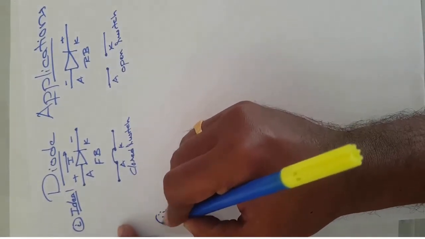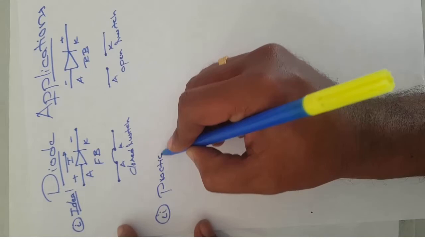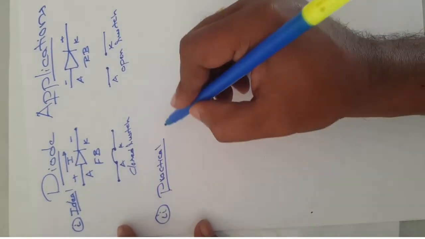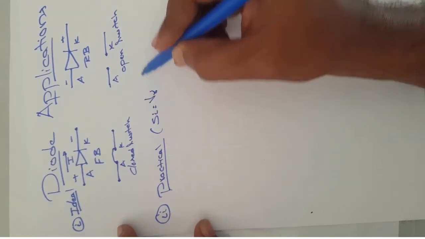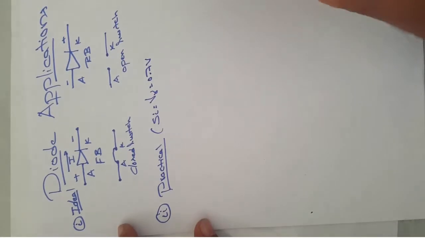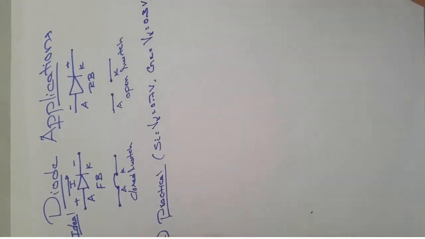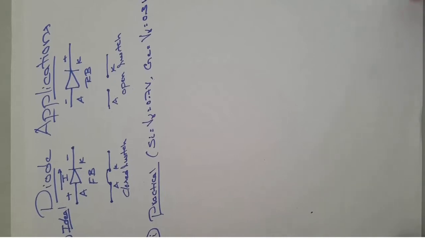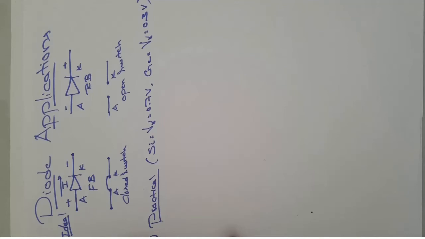Let me go to case 2. Let me consider these diodes are not ideal. These are practical diodes. If it is made of silicon, then the cut-in voltage, represented by V gamma, is equal to 0.7 volts, and if it is made of germanium, the cut-in voltage is 0.3 volts, right? The cut-in voltage means the voltage level should be more than this voltage in order to turn on the diode. If it is less than that, the diode will remain in the same state, meaning it is in the off state, right?